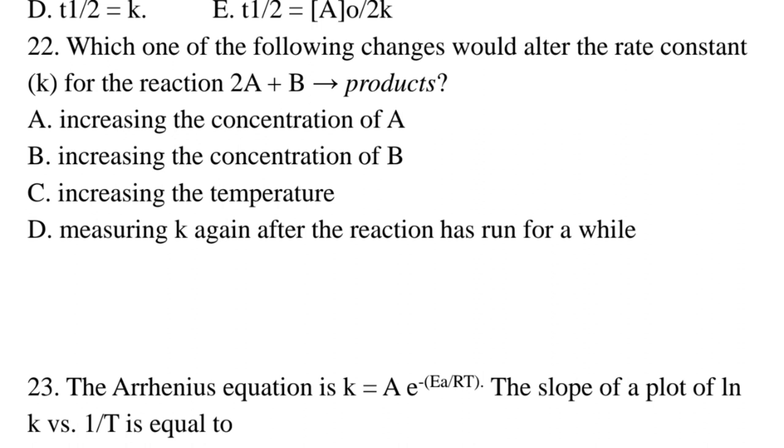Question number 22, which one of the following changes would alter the rate constant K for the reaction A plus B, which gives products? A, increasing concentration of A. B, increasing concentration of B. C, increasing temperature. D, measuring K again after the reaction has run for a while. Arrhenius equation: temperature, concentration, rate constant.